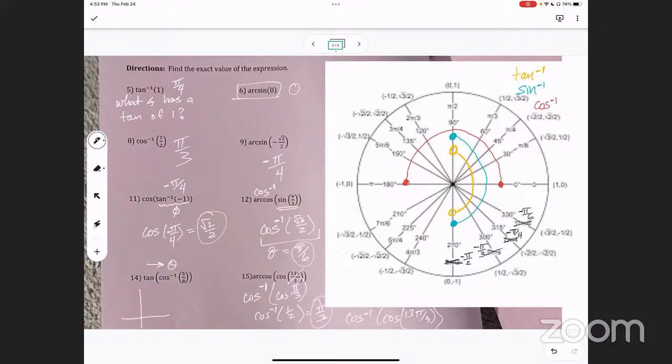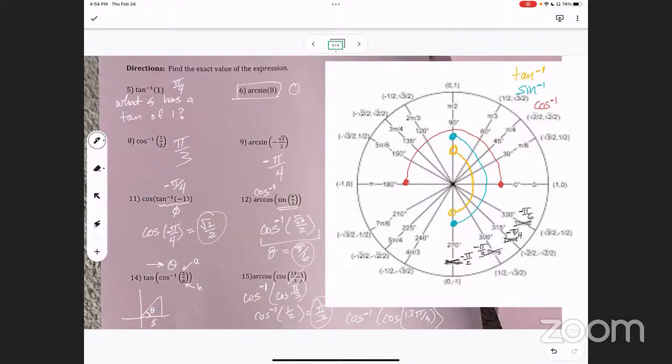What does cosine mean? Cosine is adjacent over hypotenuse. So let's draw a triangle. We know this is going to be in the first quadrant, right? Cosine is positive in the first quadrant. So let's draw a triangle in the first quadrant. Here's my angle theta. Where's my adjacent side? Which one of these sides of the triangle is my adjacent? The bottom is my adjacent.